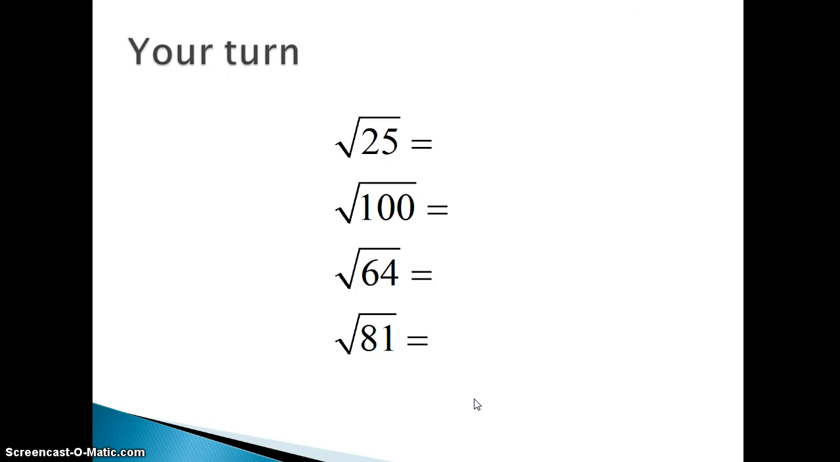Here are some for you to do. I'm going to read you the problem, and when I say answer, you answer. The square root of 25 is answer. The square root of 100 is answer. The square root of 64 is answer. The square root of 81 is answer.